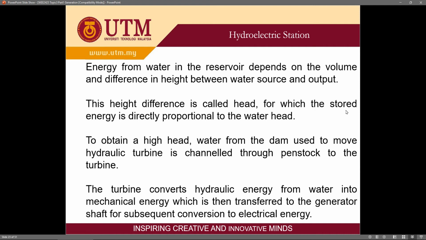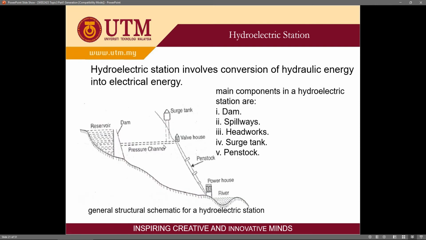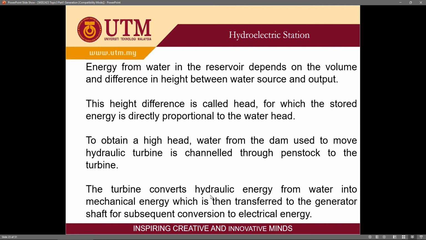The energy stored is directly proportional to the water head. The higher the head, the larger the energy stored. To obtain a high head, water from the dam used to move the hydraulic turbine is channeled through the penstock to the turbine. See, this is the head, the height difference. It goes to the penstock and then to the generator in the powerhouse.